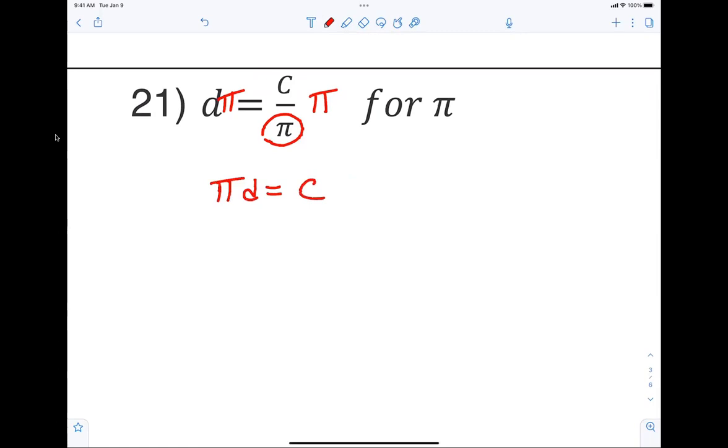And now here is the definition of pi. The definition of pi is circumference divided by diameter. That's the actual definition of pi. I'm trying to get pi by itself, correct? And right now it's in the denominator, so I need to move it. All right. Everybody's good with 21?